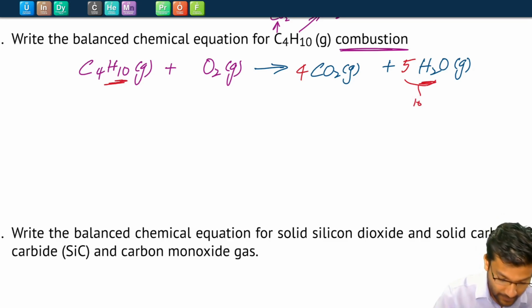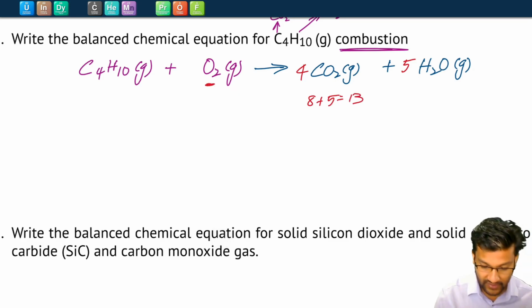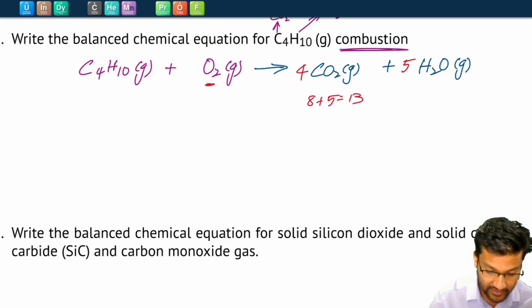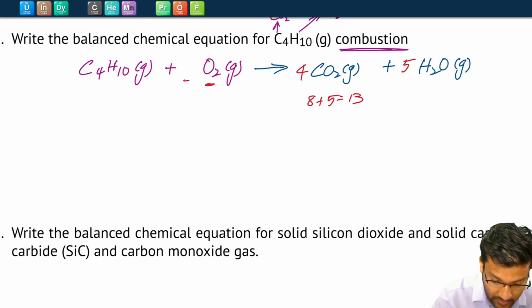Okay. Now, the only thing remaining that we need to balance is oxygen. There are 2 over here, but on the right-hand side, there's 4 times 2, there's 8, plus 5, which gives us 13. So there are 2 oxygens on the left-hand side, there are 13 on the right. There's no number we can multiply on the left-hand side here to equal 13, because 13 is an odd number.